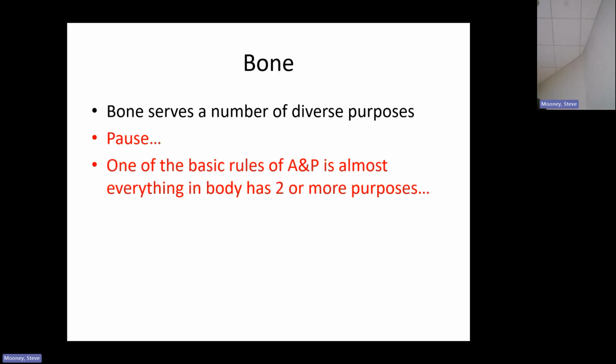So bone's going to serve a number of diverse purposes. For a moment, one of the basic rules in A&P is that almost everything in the body has 2 or more purposes, especially when we get down to the elements. Calcium has a number of different functions. Phosphorus has a number of different functions. You get down to your trace minerals, sometimes it's only one thing. But sodium, potassium, calcium, phosphorus, sulfur, magnesium, and chloride all have multiple functions.